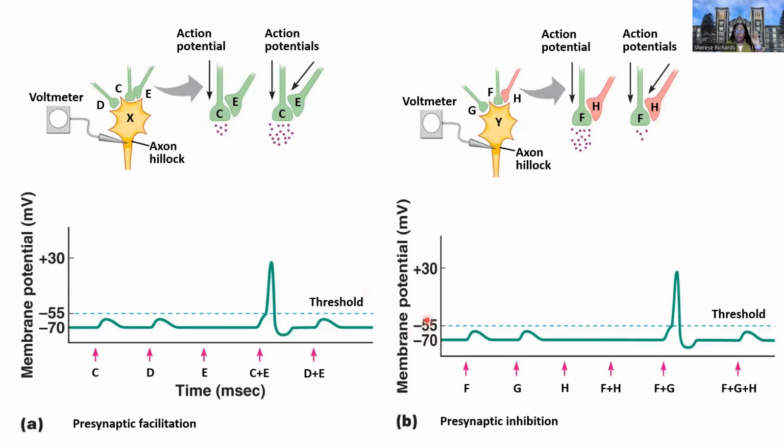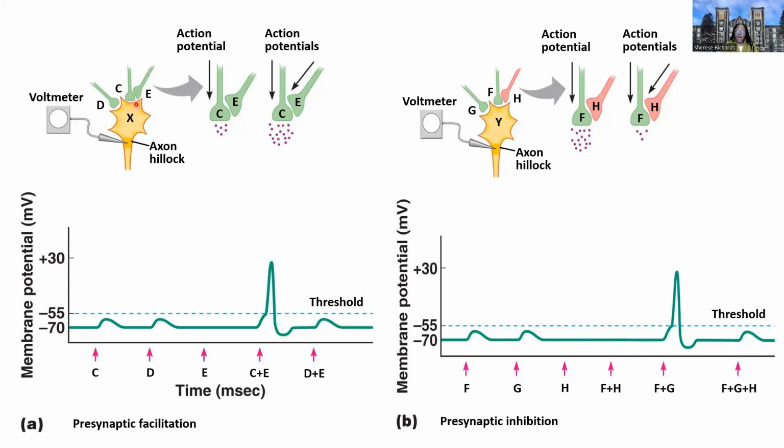All right, let's look at two examples of this. First, presynaptic facilitation, and facilitation means that we're encouraging this release. We're going to make it a stronger signal, if you will. So here is our neuron. Here's the soma, neuron X in question. D is one synapse, C is another synapse happening, and E is the modulating neuron.